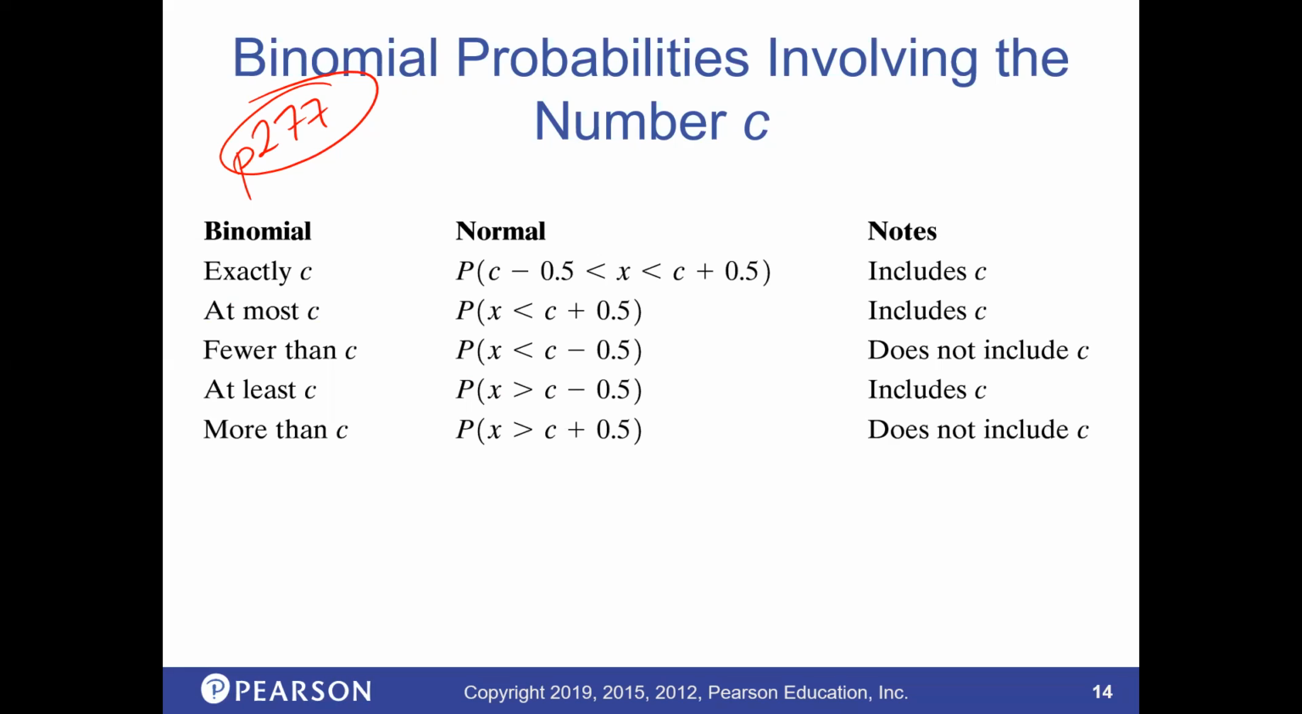Same thing happens on the plus side. If you say at least C, at least 158 successes, you include the C. But if you said, I want more than 158 successes, you would take off the C value, just do the border. You would do the upper border of that. Okay, hopefully that made sense with the examples that we did.